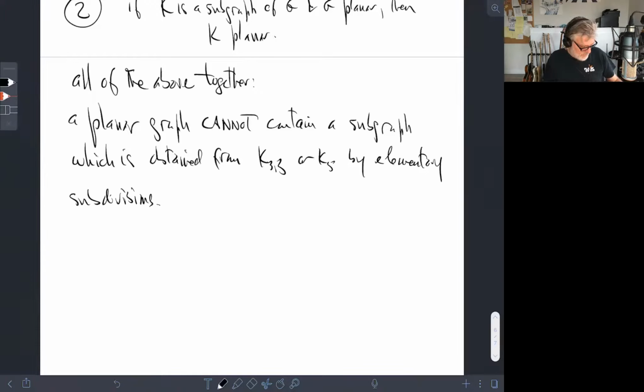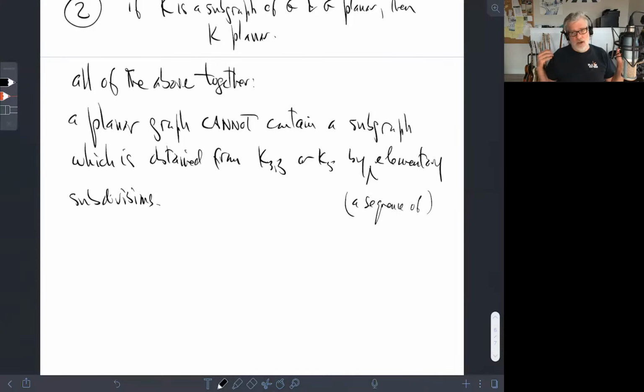I really want to say that, by a sequence of, okay? So if you take K33 or you take K5 and you start subdividing, you're always going to get non-planar graphs. So if that graph you get is a subgraph of a bigger graph, then that bigger graph cannot be planar. Okay? So up to this point, we haven't done anything deep. We used the fact that K33 and K5 are not planar, which we had to work for, but otherwise, this is just a very, very silly observation.